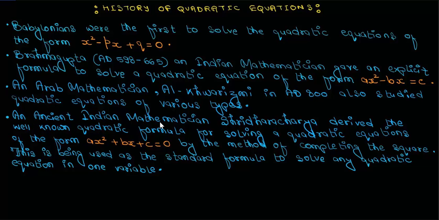An ancient Indian mathematician, Sridharacharya, derived the well-known quadratic formula for solving quadratic equations of the form ax square plus bx plus c equal to 0 by the method of completing the square. This is being used as the standard formula to solve any quadratic equation in one variable.